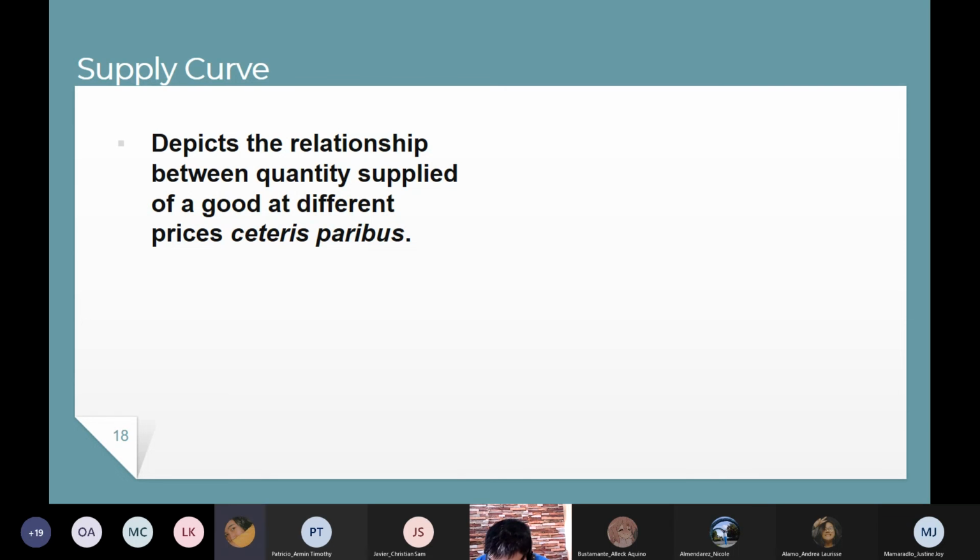Supply curve depicts the relationship between quantity supplied of a good at different prices ceteris paribus. Ayan. So, bookish pala yung galing sa book yung definition ko. Okay, ito naman ang relationship between quantity supplied. Gaano karami yung sinusupply mong items, quantity at different prices. Iba-iba yung presyo. So what is ceteris paribus? Sabi nga dito, recap lang, all things being constant.